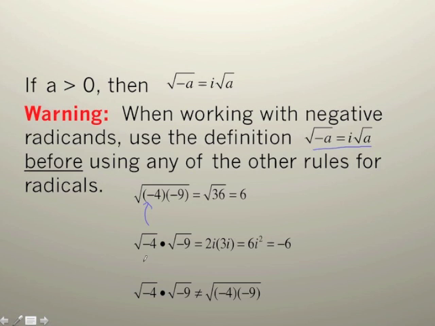So it's i times the square root of 4 times i times the square root of 9. So the square root of 4 is 2, the square root of 9 is 3. So 2 times 3 is 6, and i times i is i squared. i squared, remember, equals negative 1. So this is 6 times negative 1, which equals negative 6. Thus we found out that the square root of negative 4 times the square root of negative 9 does not equal the square root of the product of negative 4 times negative 9.